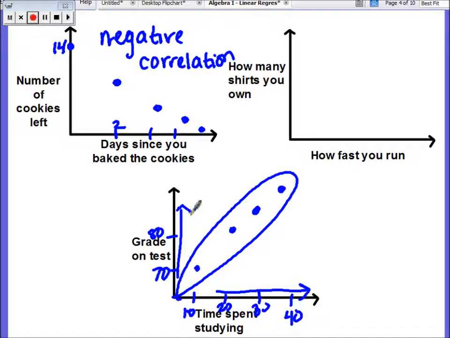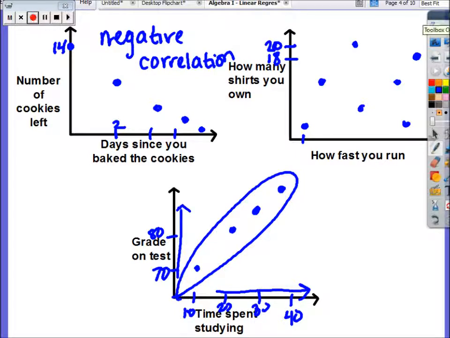And the last real life example is we're looking at no correlation. How fast you run, we want to look at how that affects how many shirts you own. And if you think about it, how fast you run is going to have no effect at all on how many shirts you own and vice versa. So someone with 20 shirts might be really, really slow. But then you might have someone with 18 shirts who runs extremely fast. And you could have ordered pairs all over the place because there's really no connection between the number of shirts you have and how fast you can run. So this is an example of no correlation. There's no trend, there's no pattern, you can't see anything with your ordered pairs.